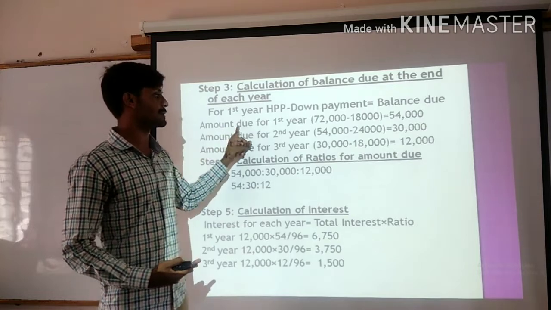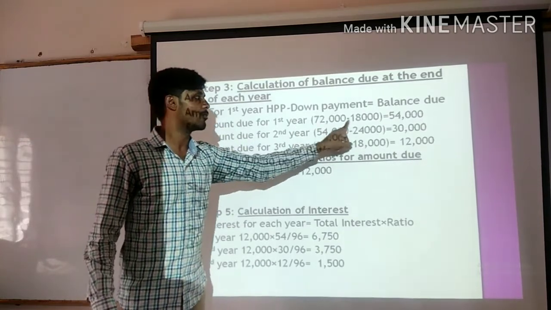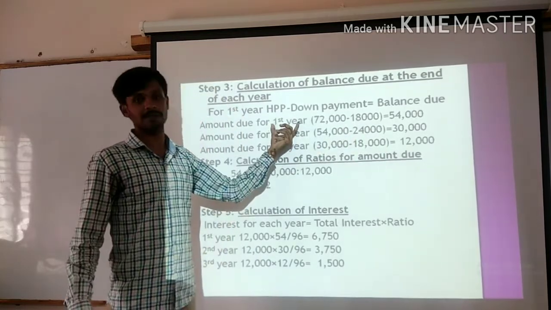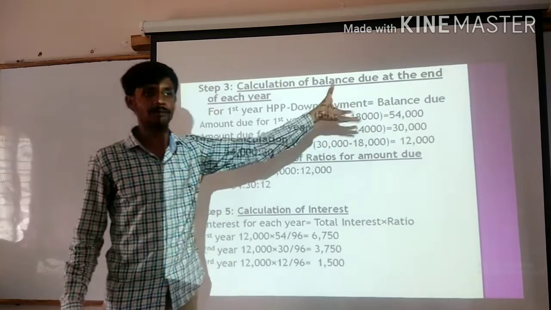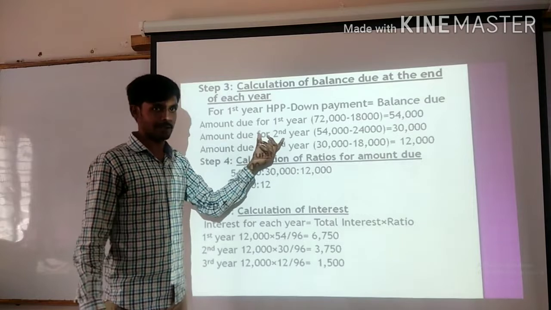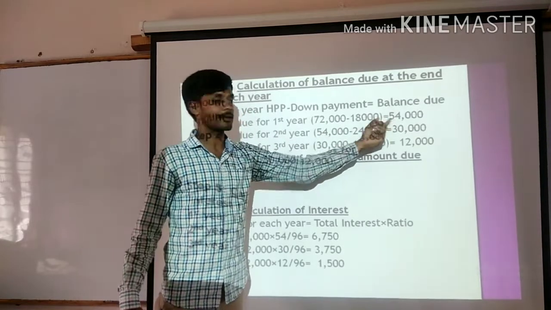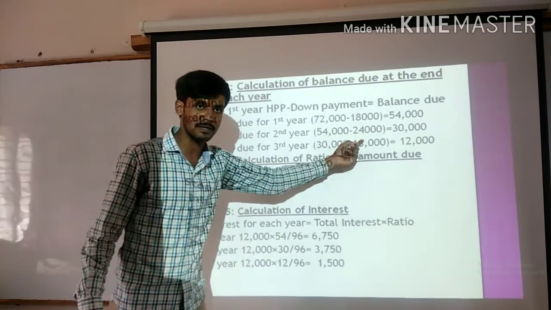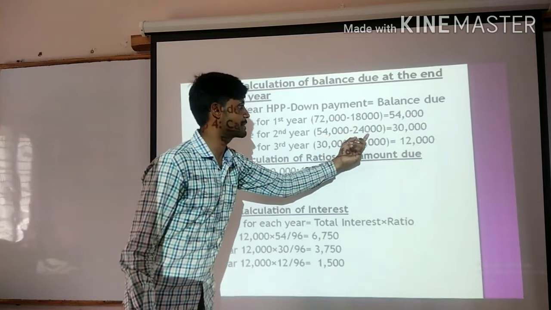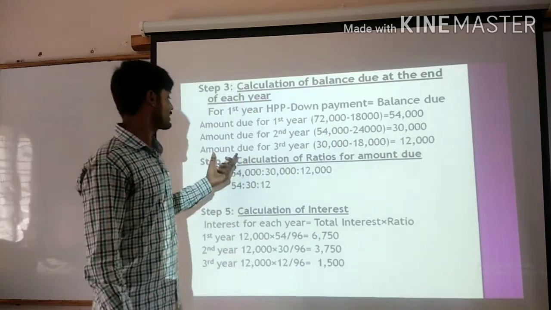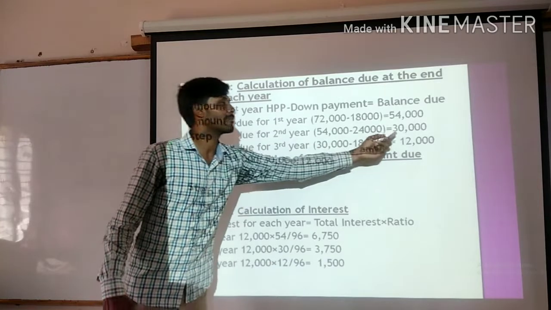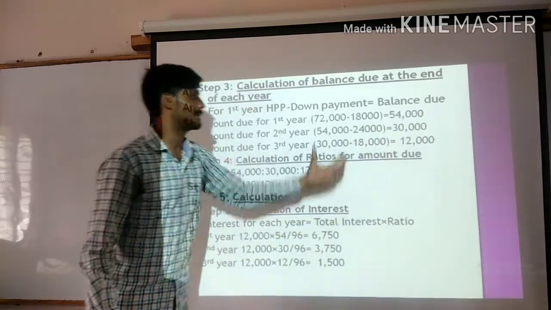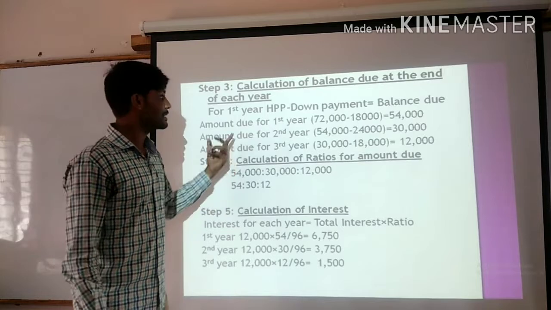Here you can see, for the first year, hire purchase price is 72,000. We have deducted the down payment and arrived at 54,000. That is balance due for the first year. That means how much he has to pay at the end of the first year. Next, amount due for the second year. In that, we just need to deduct the installment money. First installment money is 24,000. If we deduct 54,000 minus 24,000, we get 30,000 rupees. Next, amount due for the third year: 30,000, balance due for the second year, minus the second installment, we will get 12,000 rupees. That is balance due for the third year. Okay, this is the third step.